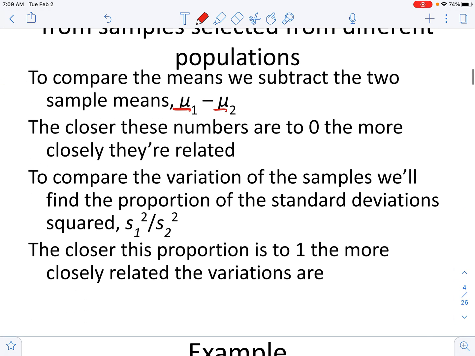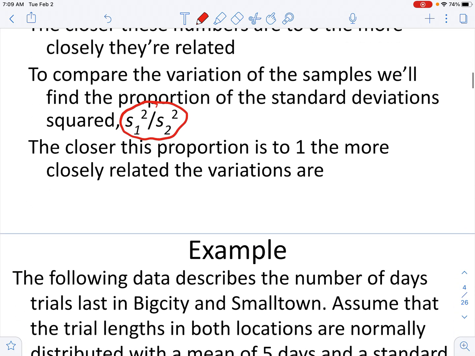If I want to compare the variations, I divide them. So I set them up as a proportion. Okay, so I find the variance, and then we divide them and see what they are. The closer they are to 1, that means the closer they are to one another.